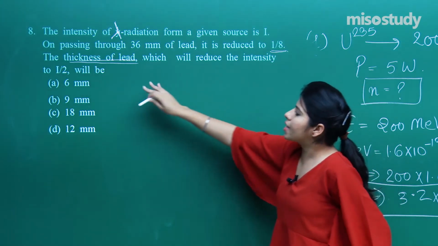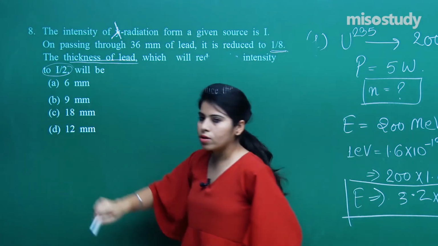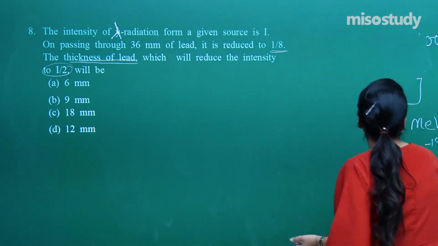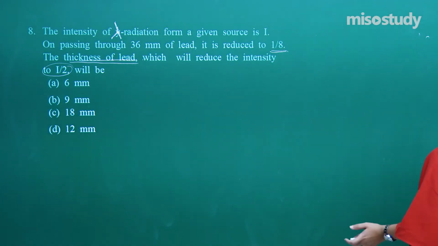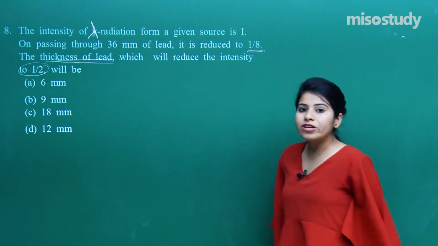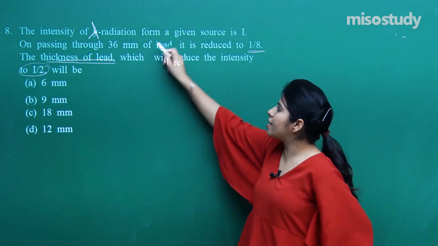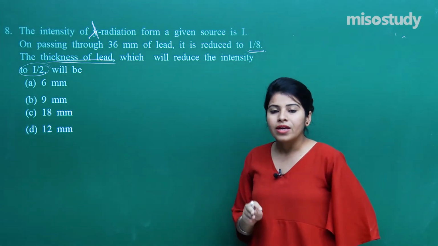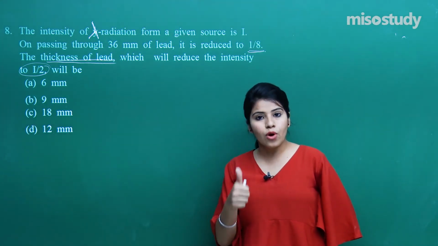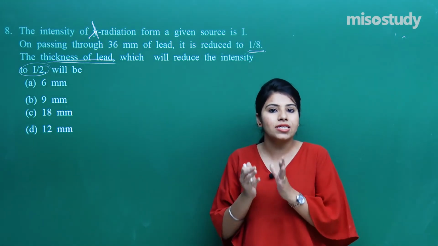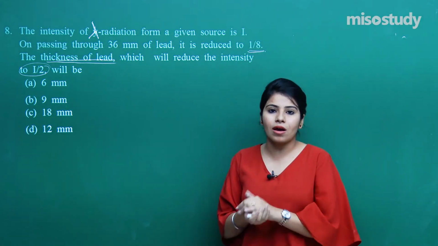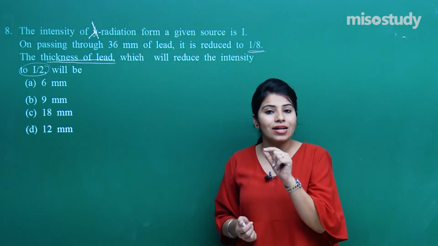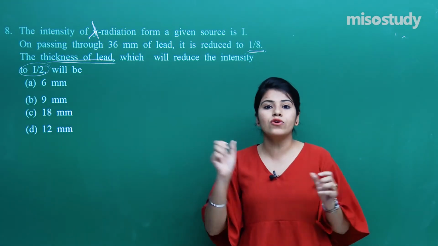Which will reduce the intensity to I/2. Let me just start by saying one thing before the question: do you know any formula which gives a relation between the intensity and the depth to which it is entering? Let me tell you one formula which many students normally skip. You have to focus on each and every formula given in the corners of your book.